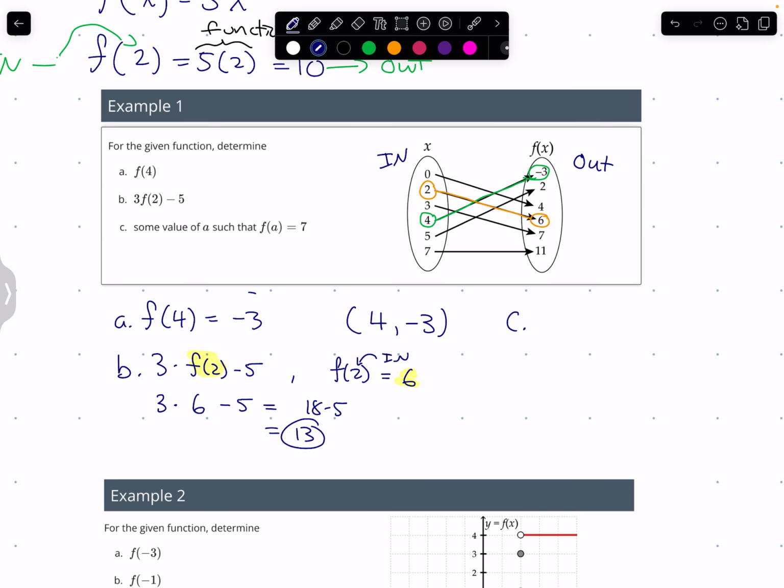For C, if I want a value of a such that f of a equals 7, then I know 7 is my output, and I have to work backwards to find what value I put in there. So I find the 7, and I trace it back, and I see what did I put in there to get to the 7, and it must have been a 3. So I would say f of 3 equals 7, therefore a equals 3.